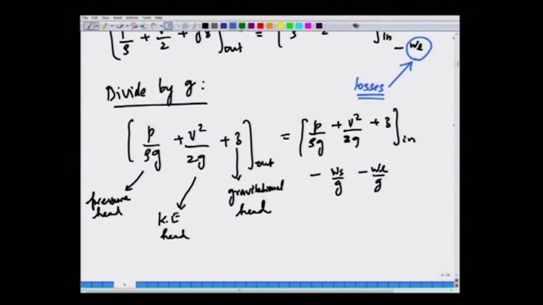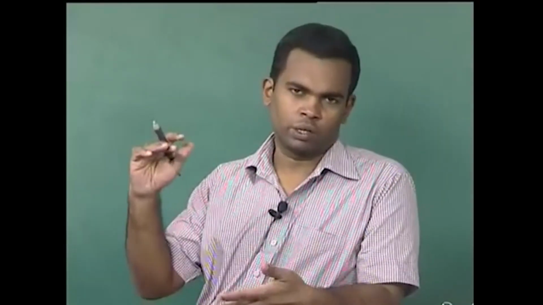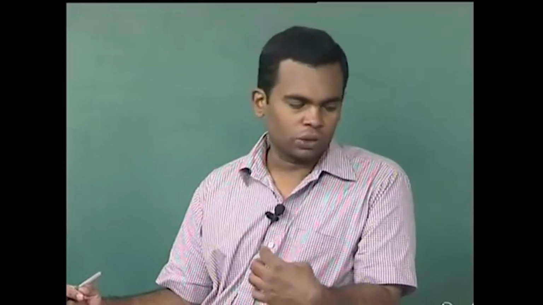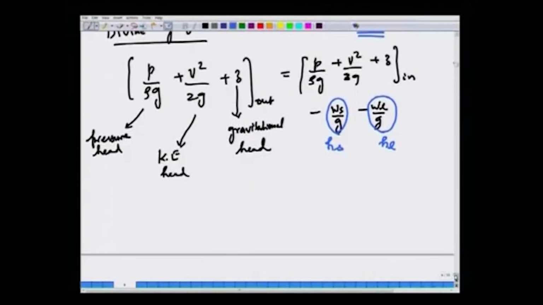Now, W_s by g is denoted as H_s, W_l by g is denoted as H_l. Okay. There is no new information in this equation, except that many a time you will see textbooks discuss this form of energy balance, where every quantity is represented in dimensions of length, which essentially represents the height of a column of liquid in the gravitational potential energy sense. So, that is why all these terms are defined in the form of heads.